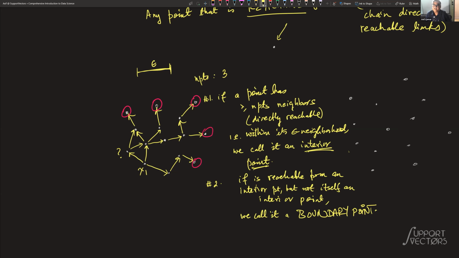So it's an interesting definition of interior points and boundary points. And then everything else, excuse me, I apologize. No, this is hardly visible. And is it more readable? Yes. Everything else is an outlier here, right? So any point that is not reachable at all from an interior point is an outlier.